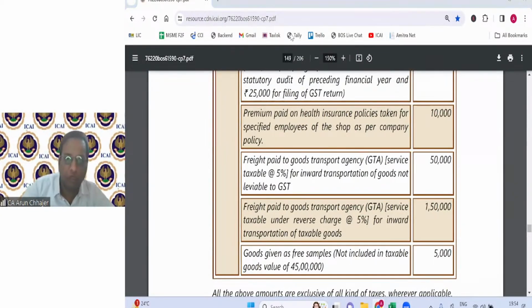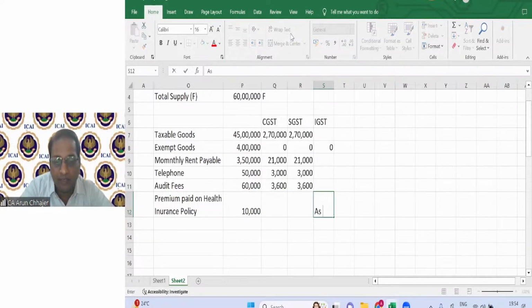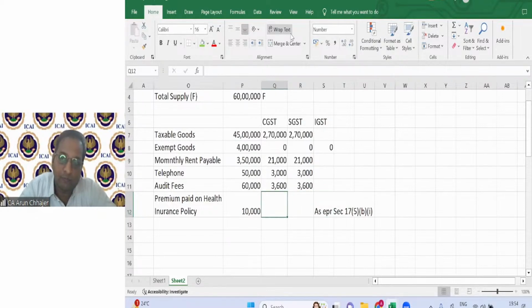Not available. Why not available? Because we know as per Section 17 subsection 5 clause B subclause 1, ITC on life insurance and health insurance is not allowed, except if it is a mandatory requirement as per any other law for the time being in force.